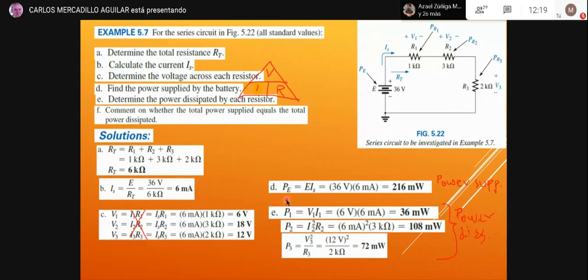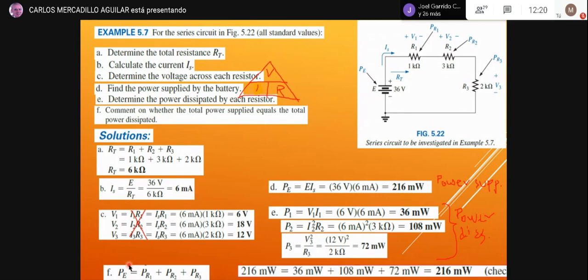Verify that the power supplied by the source is equal to the sum of all the three powers dissipated at each resistor, power 1, power 2, and power 3. Okay, we have just done this, and this is the formula here, and the solution is here. For me, I can see this complete because I have a message. But you can see all this formula.